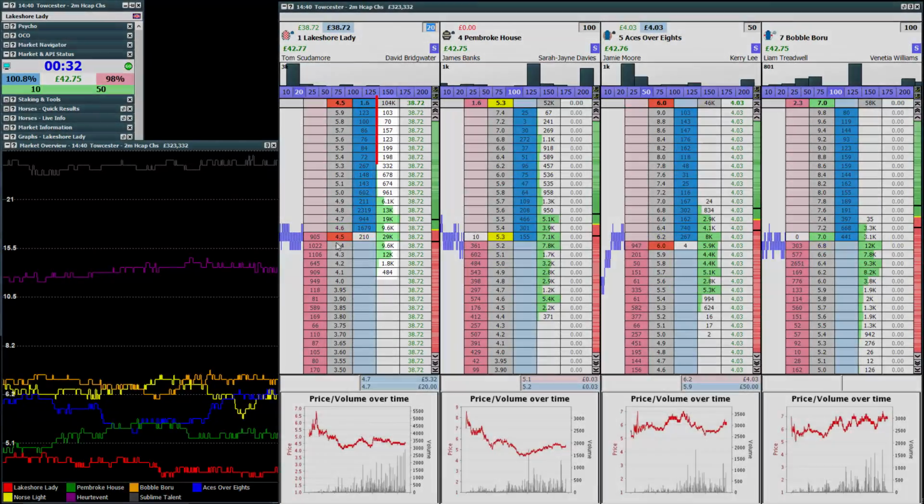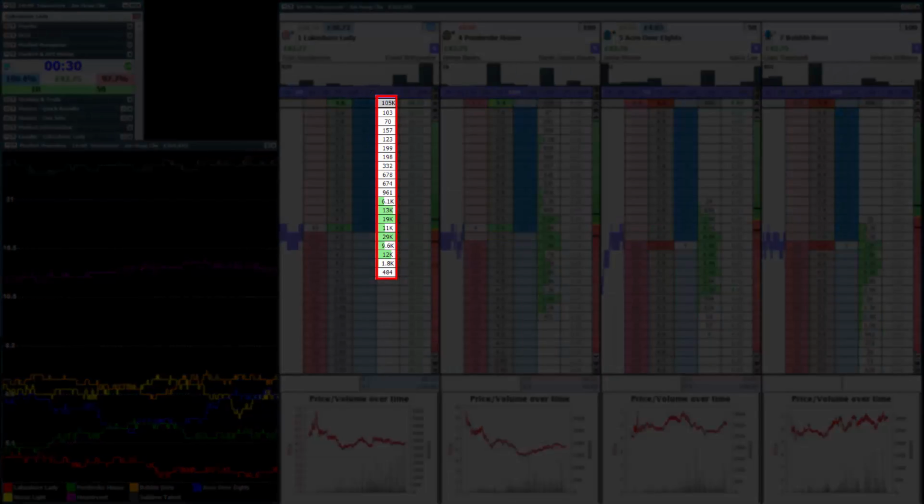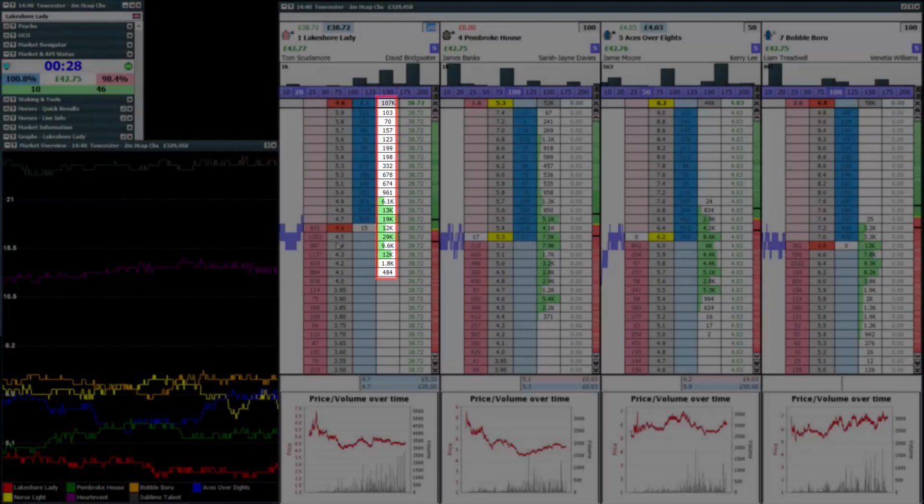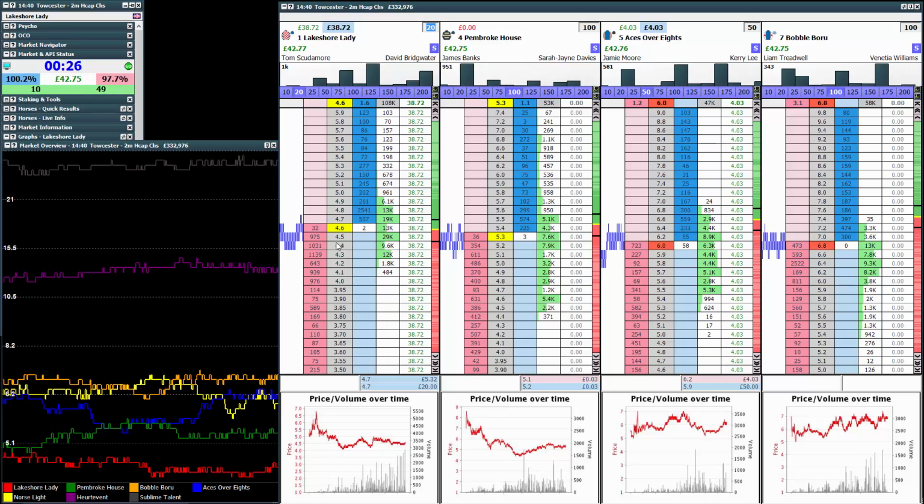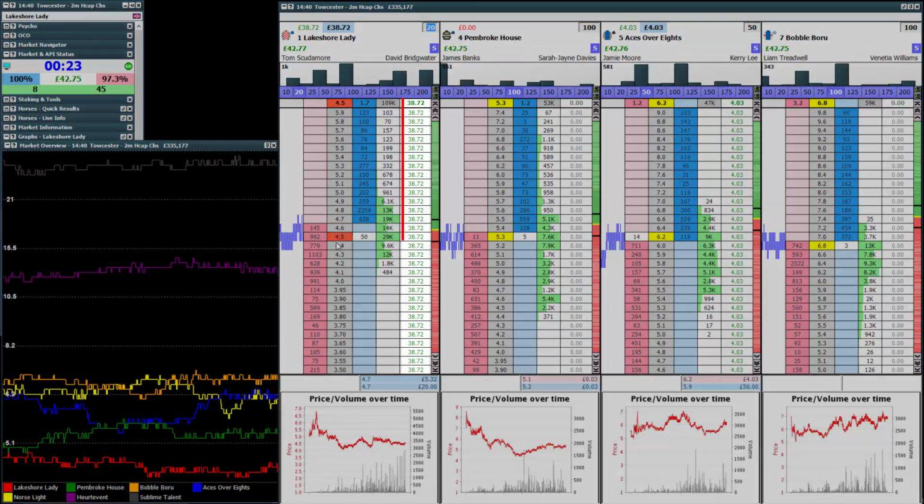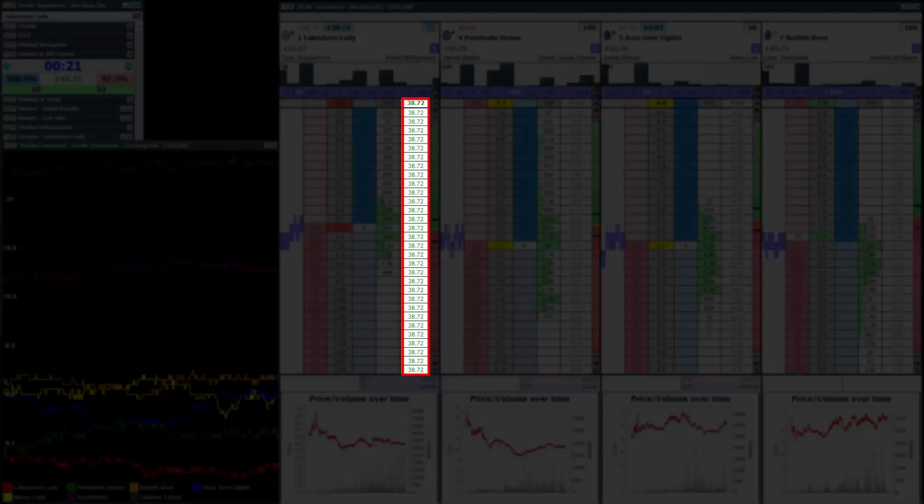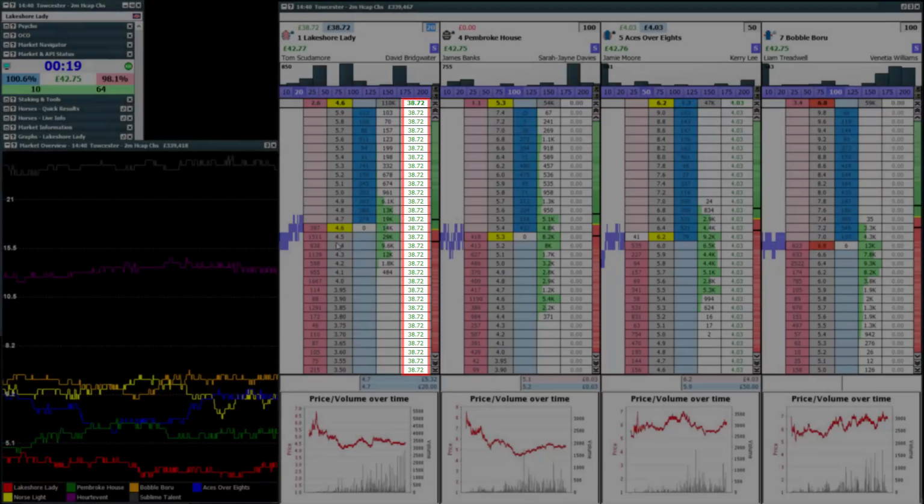To the right of that, you've got your traded volume column. That's how much has been traded at the price it's in line with within the market on that specific runner. And then to the right of that, we've got our profit or loss column. Now you can see on the example, we've got £38.72 profit.